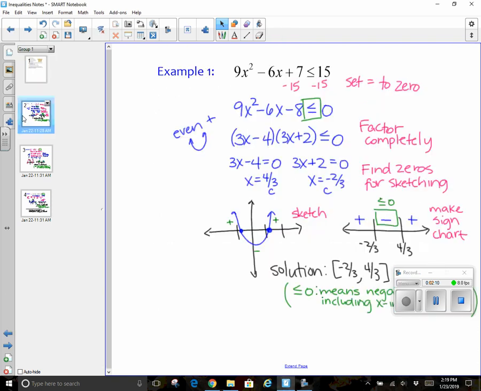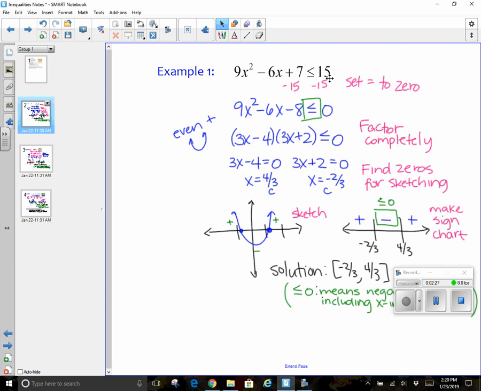Okay, so your first example, let's see if I can get this moved over somewhere. I can't get this moved over. Okay, never mind.